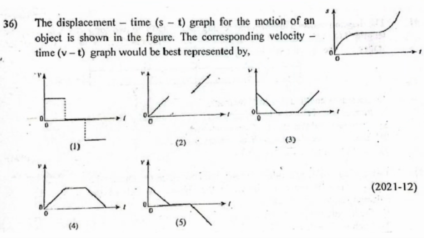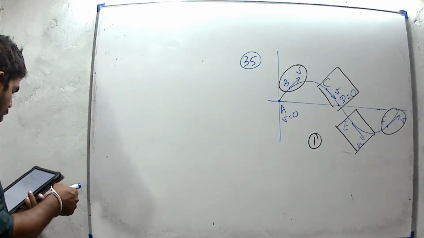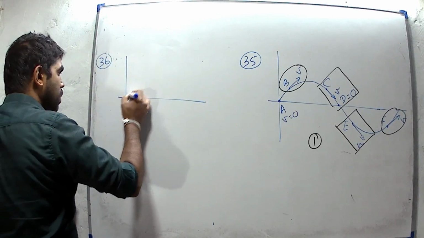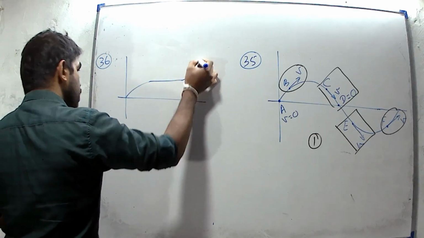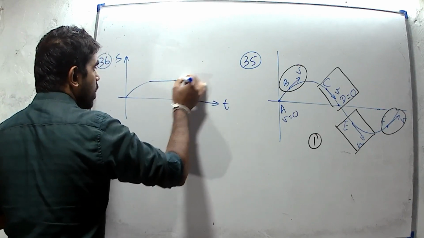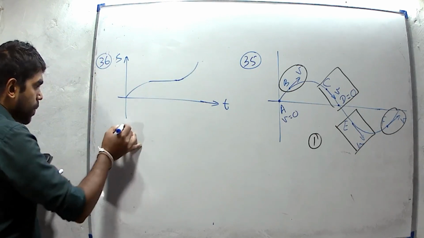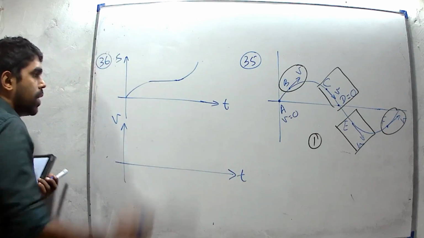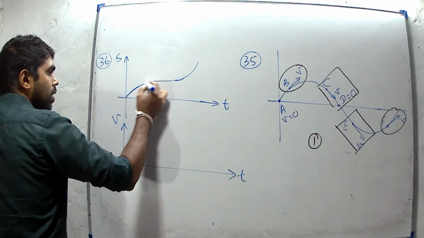Then question number 36. The displacement time graph for the motion of an object is shown in the figure. The corresponding velocity time graph would be represented by which? I will draw the displacement time graph and the corresponding velocity time graph. The displacement time graph is this one. It is given in the question. We have to select the corresponding velocity time graph. We know that the gradient of a displacement time graph represents velocity. The gradient is decreasing for this part.